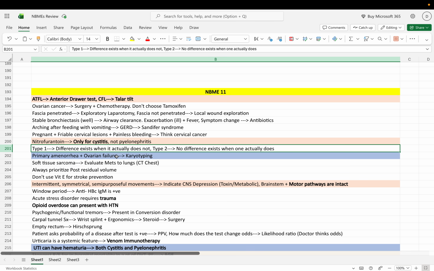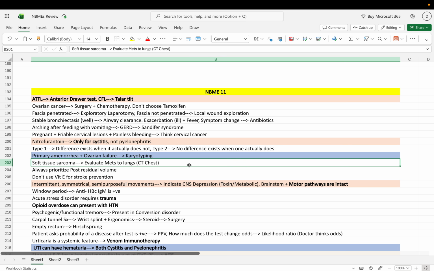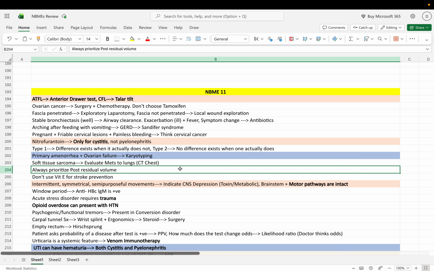The difference between type 1 and type 2 errors: type 1 indicates a false positive, that is, a difference exists when it actually doesn't. Type 2 indicates a false negative, there is no difference when one actually exists. Soft tissue sarcoma in the thigh can present with mets to the lungs. Do a CT chest to evaluate this.